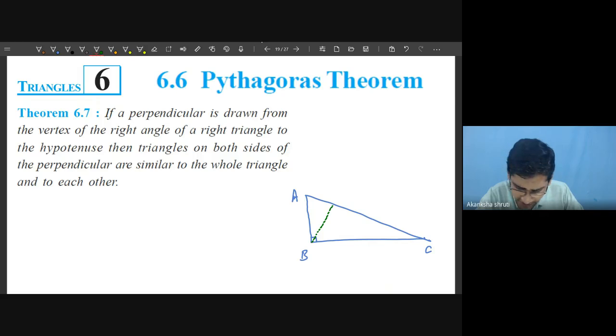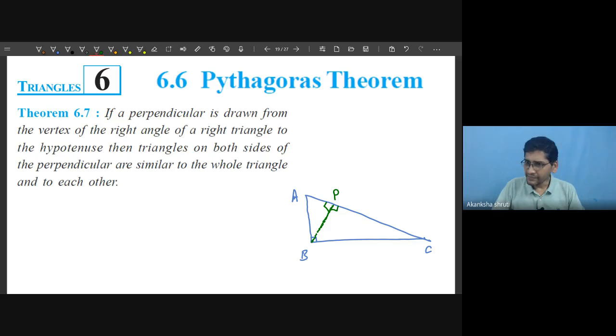Let us consider this is the point P. So BP is perpendicular over AC. What does it mean? It means the angle BPC is 90 degrees. The angle BPA is also 90 degrees.